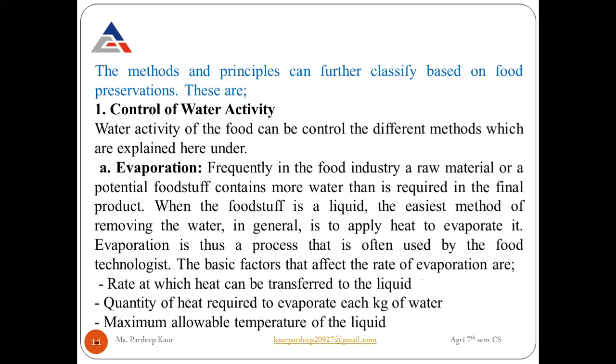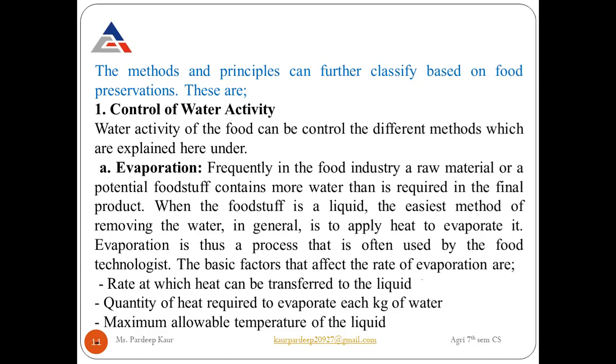The methods and principles can be further classified based on food preservation. So these methods are to control water activity. The water activity of food can be controlled by different methods, which are explained here. The first method to control water activity is evaporation. Frequently in the food industry, a raw material or a potential foodstuff contains more water than is required in a final product.